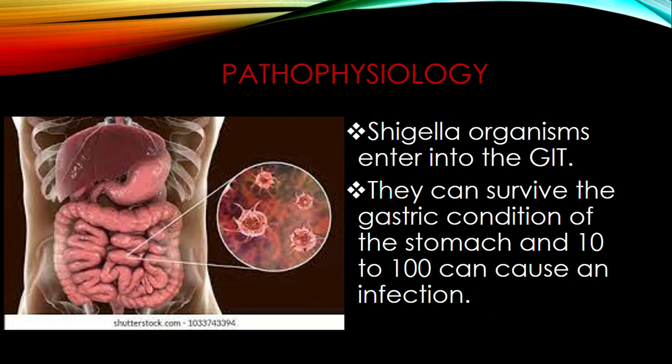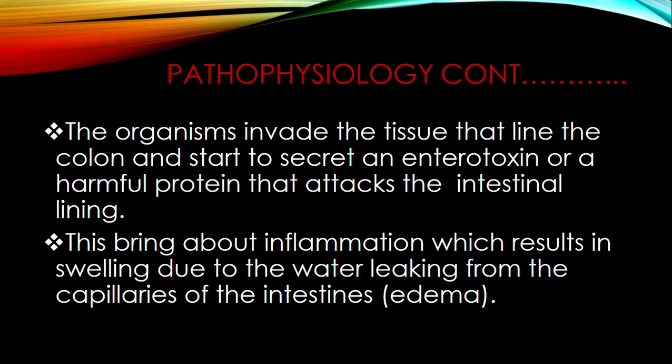So they enter through the GIT, they pass through the stomach freely, then the microorganisms invade the tissue that lines the colon and start to secrete an enterotoxin, a harmful protein that attacks the intestinal lining. So they've entered the GIT, passed the stomach freely, and then they go to the intestines. When they go into the intestines, they start to release an enterotoxin. This is a harmful protein that attacks the lining of the intestines.